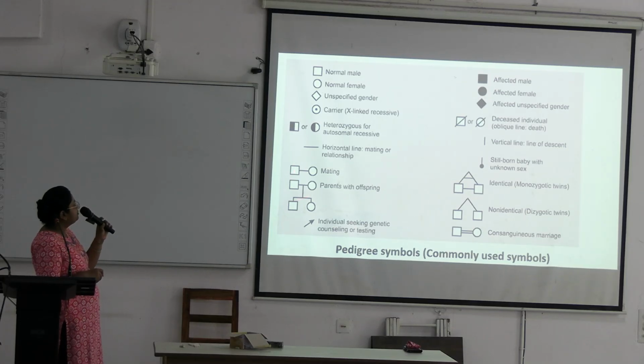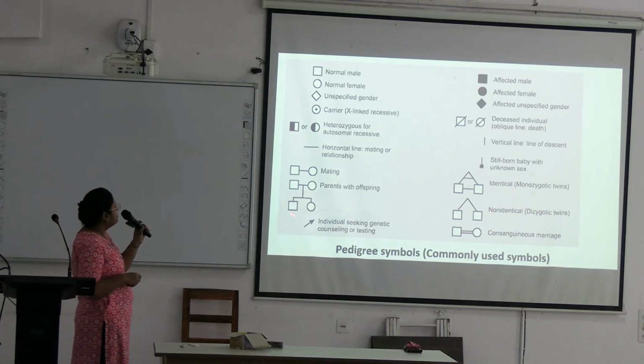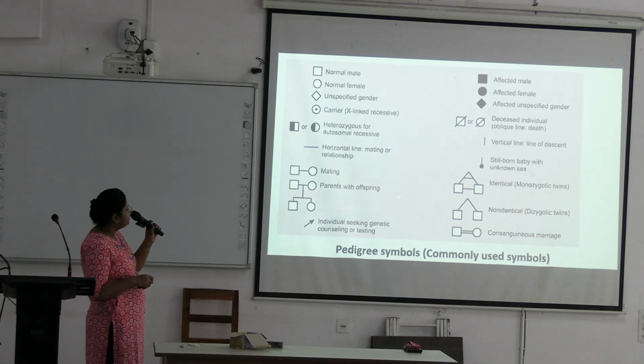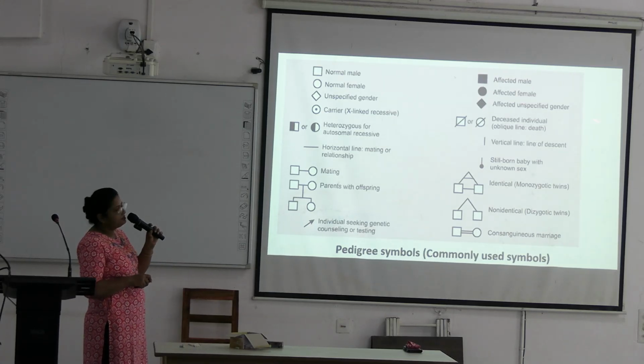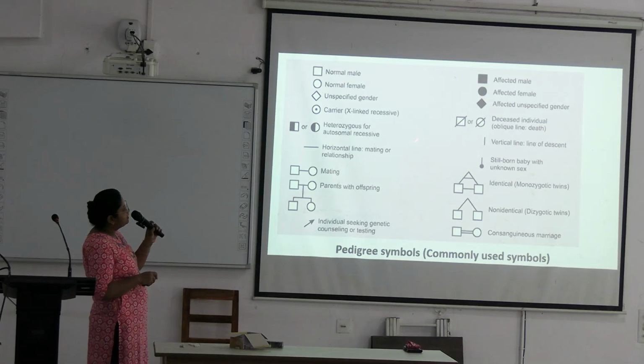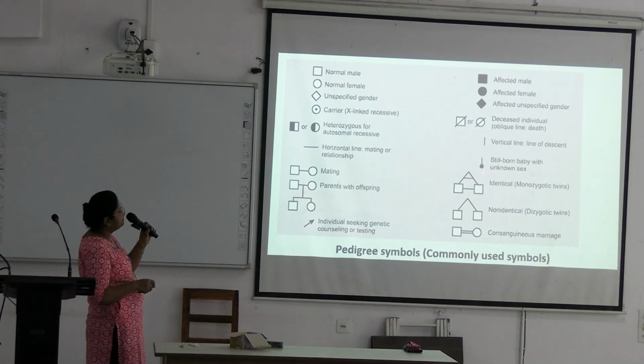See, these are two parents, and after mating they are producing these two children, one male and one female, and none of them is affected. So all are white in color, parents with offspring. An arrow is used for an individual seeking genetic counseling or testing. Here the black square represents the affected male, black circle is affected female, and black diamond is affected unspecified gender, and this cross represents the deceased individual. Oblique line for death, it represents the death in the pedigree chart.